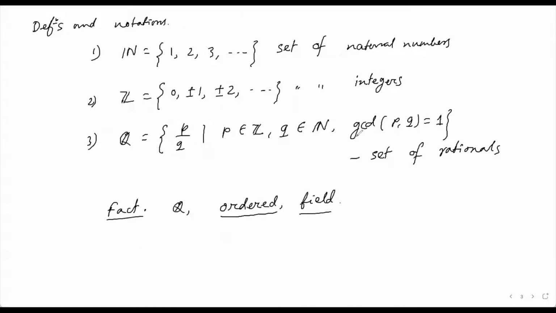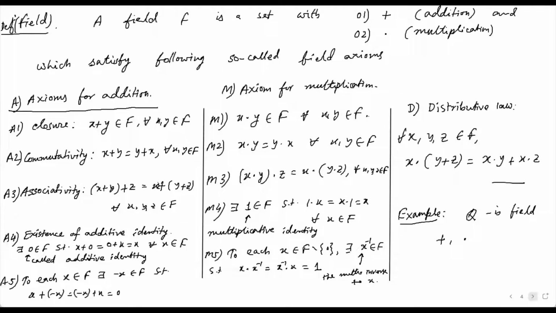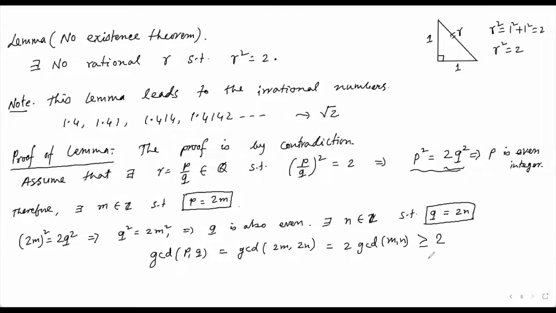and we have GCD of p and q is equal to 1. So this contradicts that. So here what we get, GCD of p, q is greater than or equal to 2, which contradicts that GCD of p, q is equal to 1. Okay, so therefore this completes the proof.